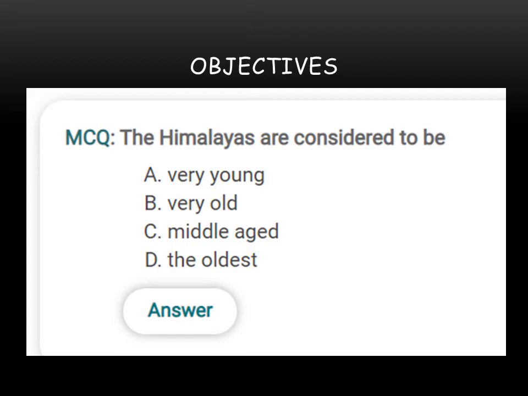So here are some objectives of chapter number 2, and these objectives are in the form of MCQs. MCQ means multiple choice questions. So you have multiple choices in your answer here, A, B, C, and D. The question is: the Himalayas are considered to be A, very young, B, very old, C, middle aged, and D, the oldest. So I think I should give you the answers as well. And the answer here is A.